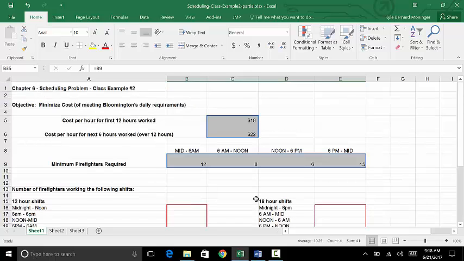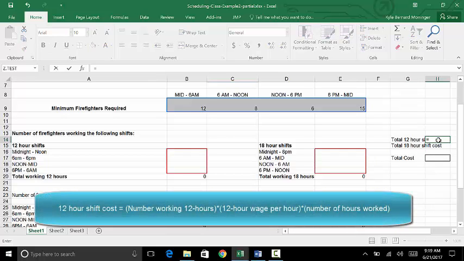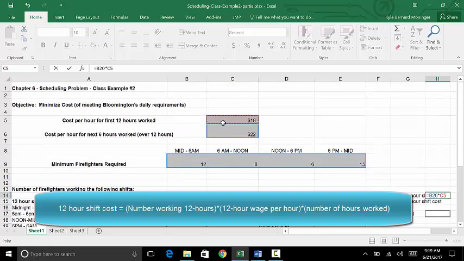In the previous example, our objective was to minimize the total number of officers working. This one now is minimizing total cost, so a little bit different. So total cost will be my objective cell. There's 2 components to total cost in this problem. There's a cost for the 12-hour shifts and a cost for the 18-hour shifts because they're paid differently. We'll start with the 12-hour. Everyone working the 12-hour shift is paid $18 an hour. This is per hour, and they work 12 hours, so we'll multiply this by 12.